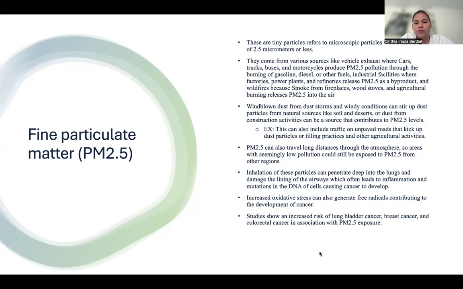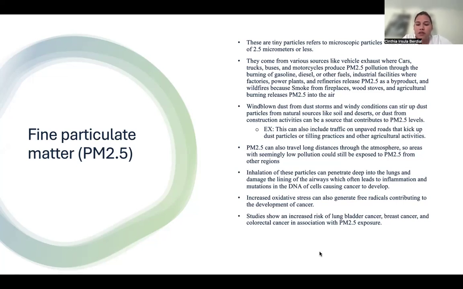Wind-blown dust from dust storms and windy conditions can stir up dust particles from natural sources like soils and deserts, and dust from construction activities can be a source of contributions to PM 2.5 levels. An example of this can also include traffic on unpaved roads that kicks up dust particles, or tilling particles and other agricultural activities. PM 2.5 can also travel long distances through the atmosphere, so areas with seemingly low production could still be exposed to PM 2.5 from other regions.